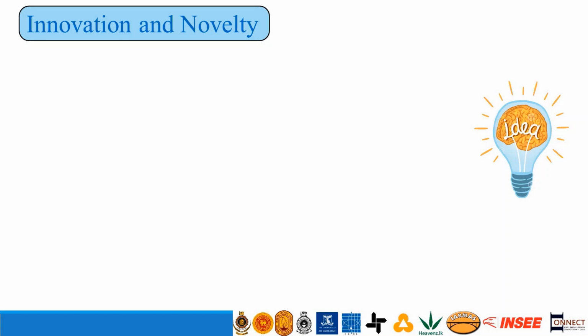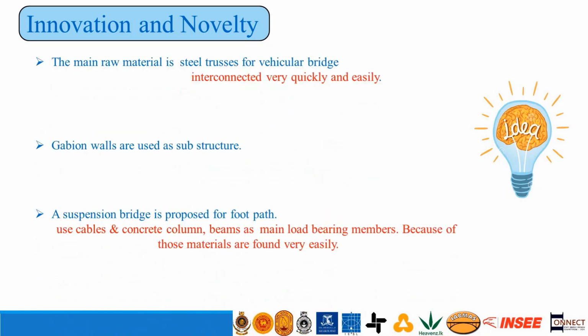The innovation behind our design is selecting material for the superstructure and substructure for the vehicular bridge and footbridge. The main raw material is steel trusses for the vehicular bridge. Steel trusses can be interconnected very quickly and easily. Steel is less affected by weather conditions compared to timber. The elements can be lifted into position without using high capacity lifting equipment.